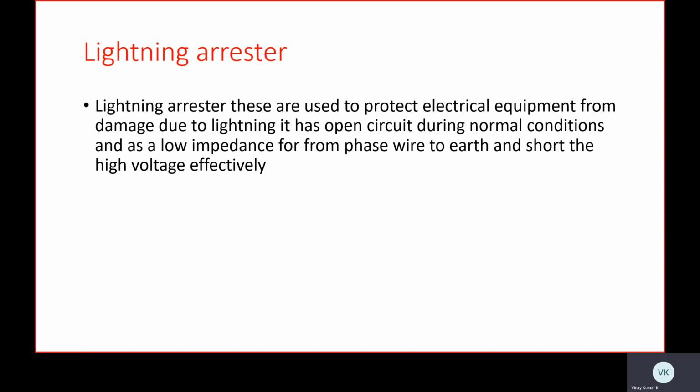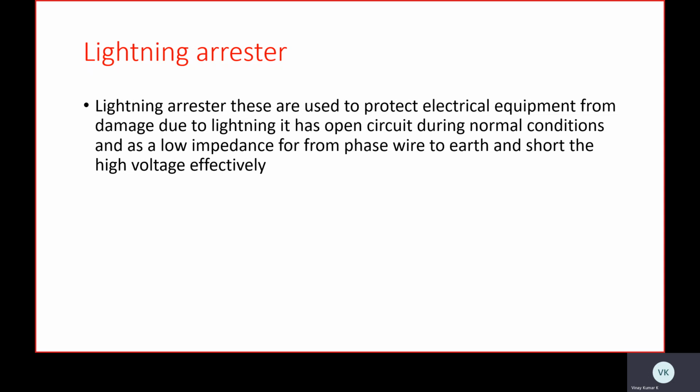During normal time, that is without any hazardous conditions, what happens? The lightning arresters are normally in open circuit condition, and at the time of a lightning stroke, what happens? A low impedance path is created between the phase wire and earth, and this effectively shorts the high voltage.